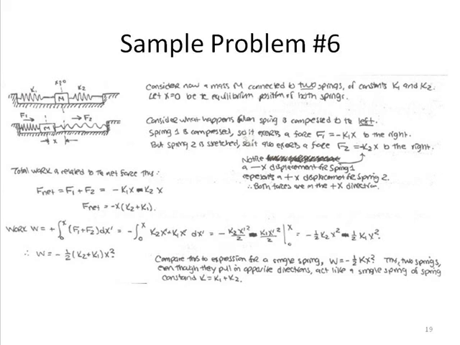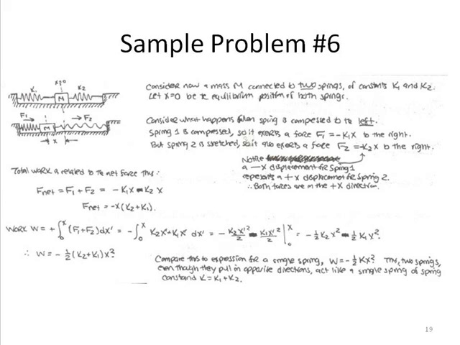Now consider what happens when the spring is compressed. First we compress to the left. When we compress to the left, the spring on the left experiences a reaction force minus K1x. Since we've compressed to the left, x is now negative. The force is positive, meaning the force points to the right. Again, we have a minus sign.